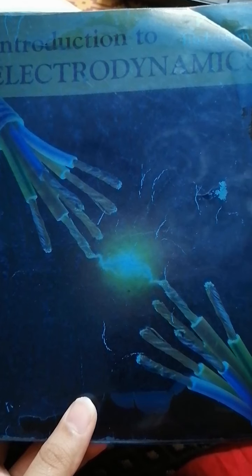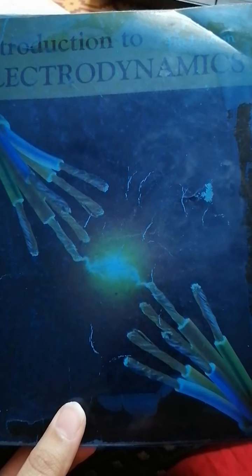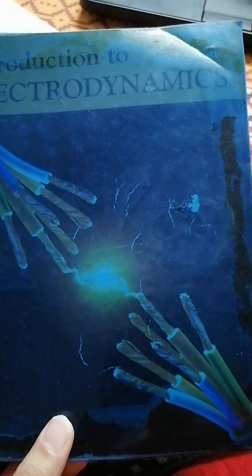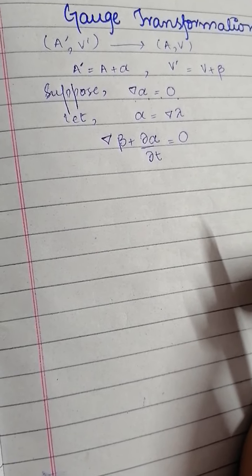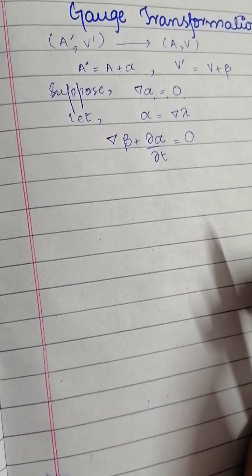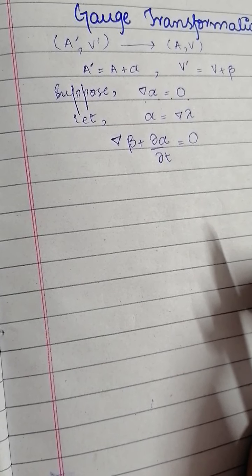We are discussing Introduction to Electrodynamics, 4th edition by David Griffiths. As you know very well, we are discussing chapter 10, Potentials and Fields. This video is part 2 of topic 10.1.2, Gauge transformation. As we already discussed all of these equations, if you want to know how we get this equation, you have to watch my previous video.